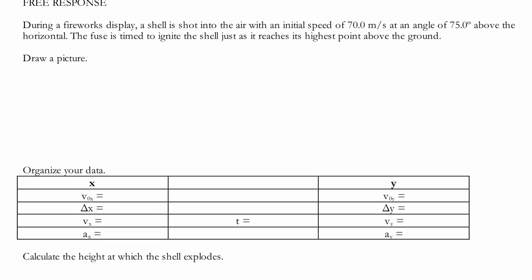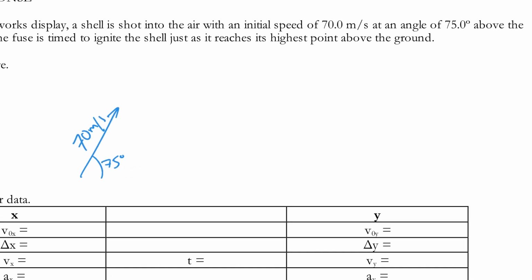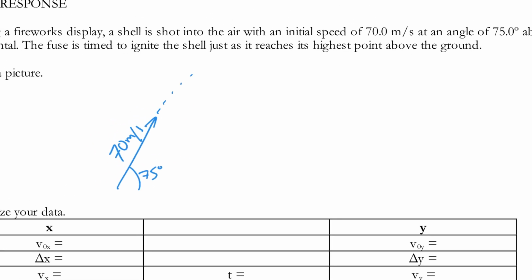All right. During a fireworks display, we should switch to red for that. A shell is shot into the air with an initial speed of 70 meters per second and an angle of 75 degrees above the horizontal. So it's basically shot straight up. Fuse is timed to ignite the shell just as it reaches its highest point above the ground. So this thing's going to go like this, and then somewhere right up here at its highest point, it's going to explode. There's our picture.